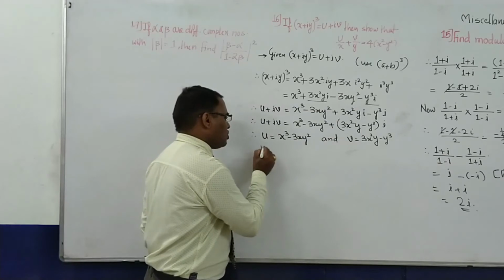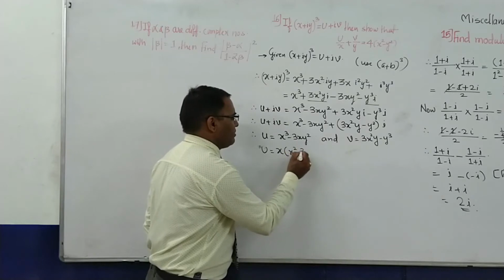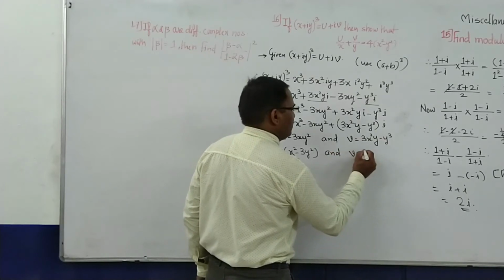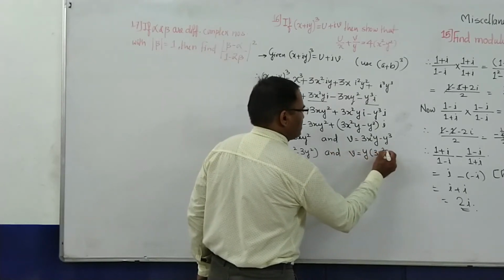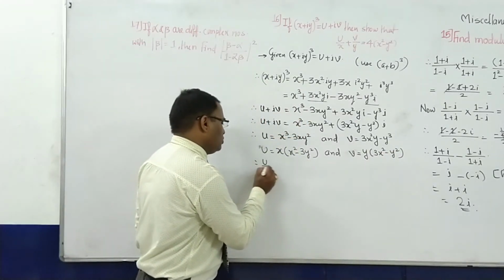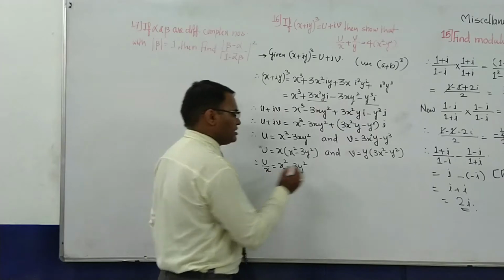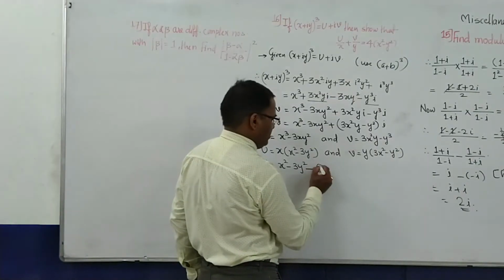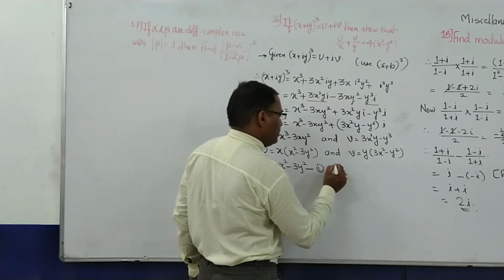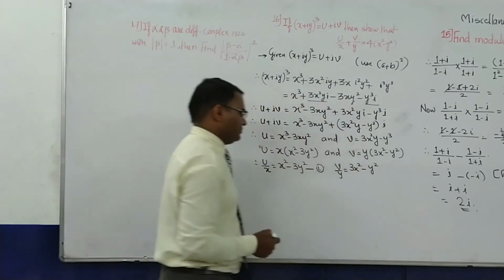Now, from this take x common. So u is equal to x into (x square minus 3y square), and v is equal to, taking y common here, y into (3x square minus y square). Therefore, u upon x is equal to x square minus 3y square, and let this be equation number 1. And here v upon y is equal to 3x square minus y square, equation number 2.